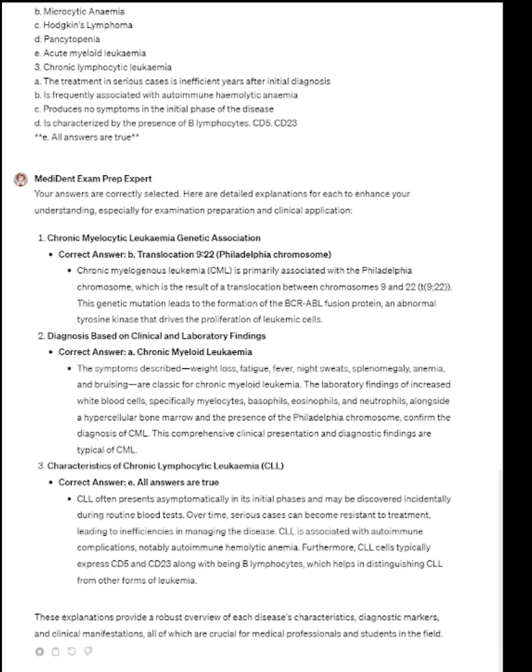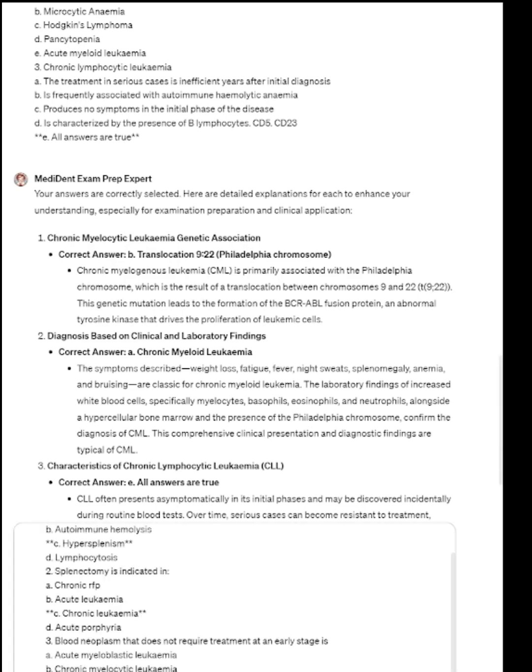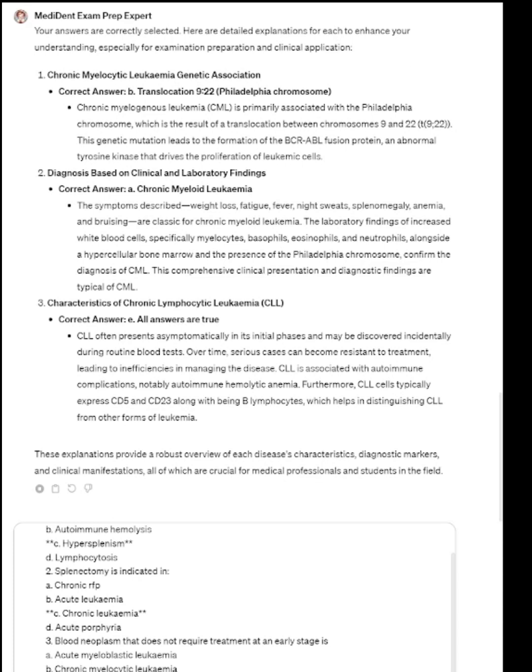This comprehensive clinical presentation and diagnostic findings are typical of CML. 3. Characteristics of chronic lymphocytic leukemia, CLL. Correct answer: E. All answers are true.